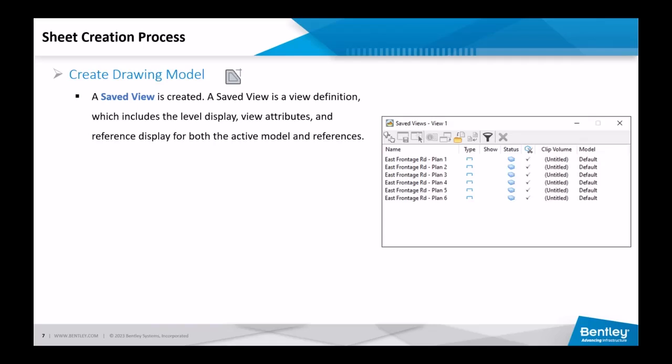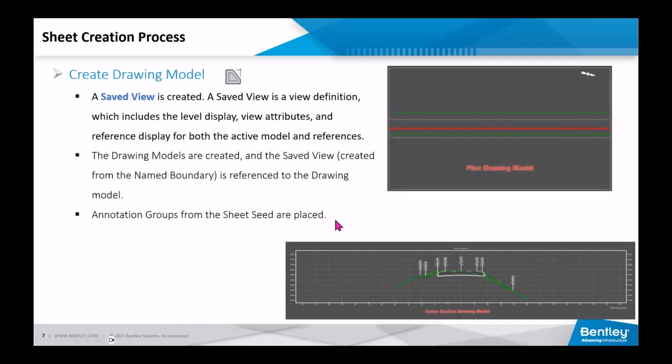Just a view definition, and it includes what levels are on or off, view attributes, references, and we have massaged this some, as you'll see, in OpenRoads. Also, what happens once the saved view is created, it will create a drawing model and then reference that saved view to the drawing model.